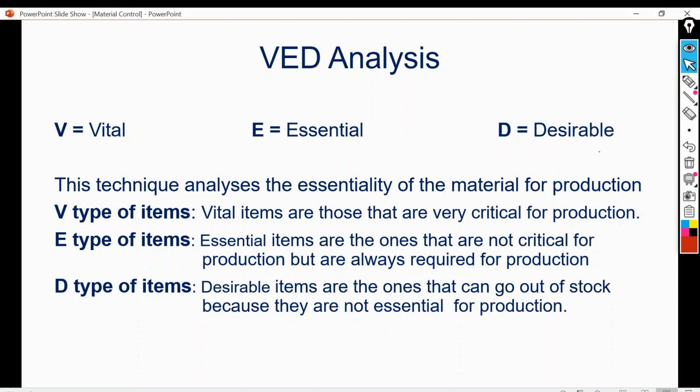In such an analysis, the main focus of the storekeeper is on vital items, those that are very critical for production, meaning huge focus on the items that are very vital in nature, and second essential, and third one is desirable.